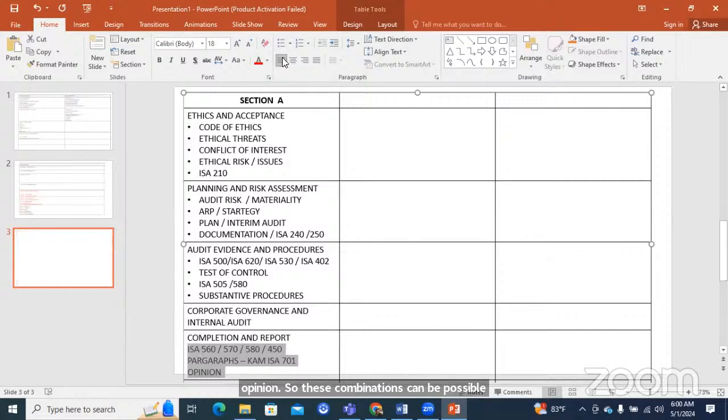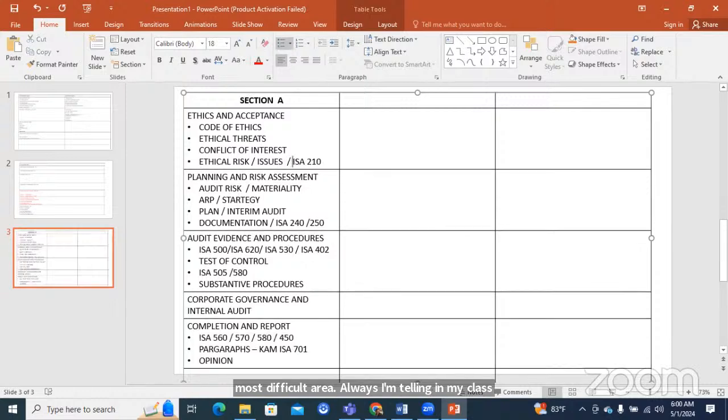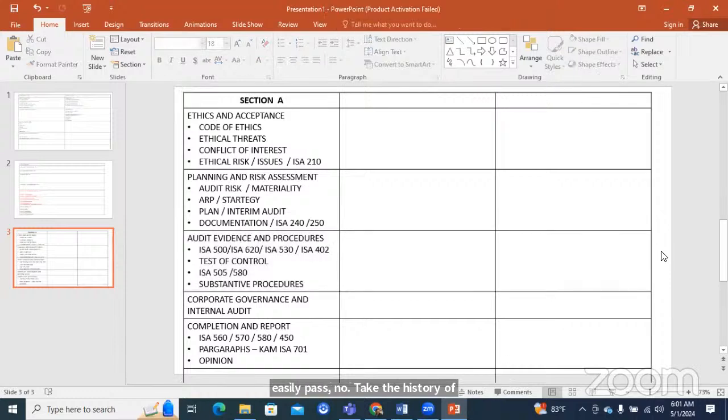So what I'm trying to tell you is your section A is the most difficult area. Always I'm telling in my class, students might think theory areas are easy, right? Student might think section A is MCQ, we can easily pass. No, take the history of audit paper. The global pass rate is always low. What is the reason? The main reason is students are not performing section A. That is the main reason.